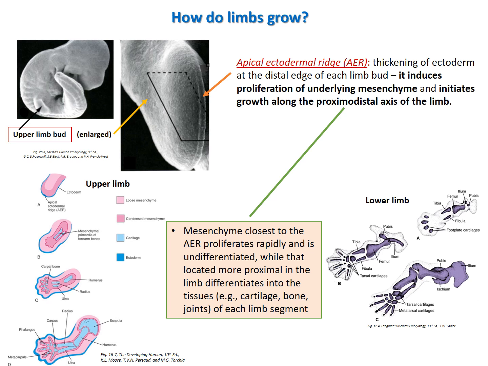The mesenchyme closest to the AER proliferates rapidly and is undifferentiated. Cells farther from the influence of the AER begin to differentiate into the tissues, cartilage, bone, and joints of each limb segment.